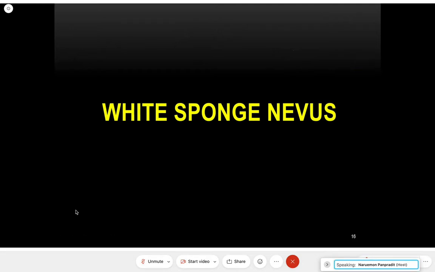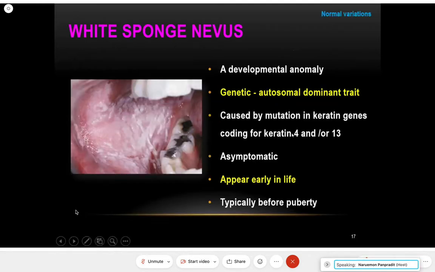Let's see what is white sponge nevus. Okay, this white sponge nevus does not look like any nevus, and I don't know why they call it this, but it's a genetic, autosomal dominant condition. That means a developmental anomaly. For the clinical appearance, can you see it looks white and spongy, right? It's like a spongy surface, as in this example on the buccal mucosa.